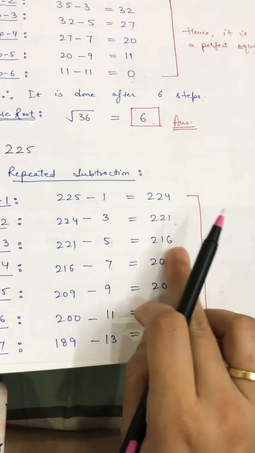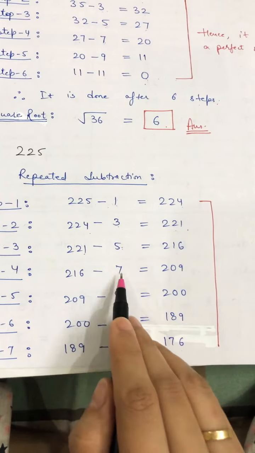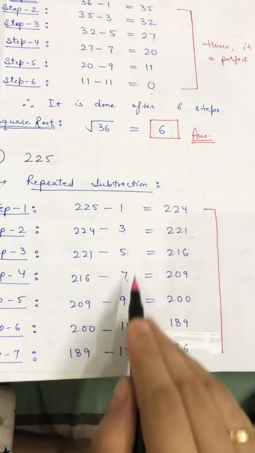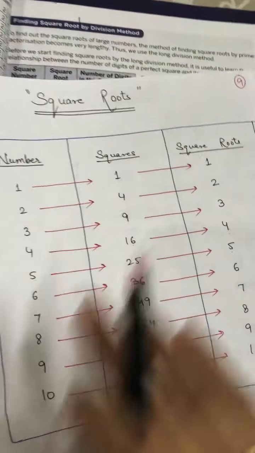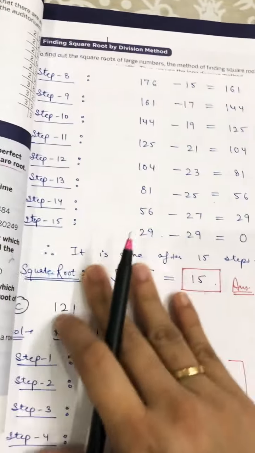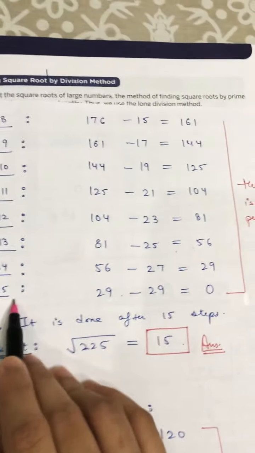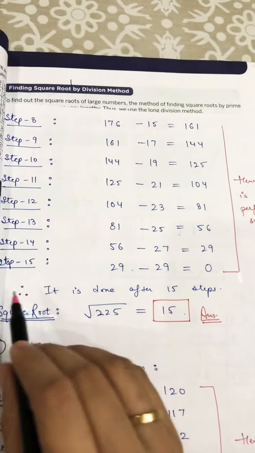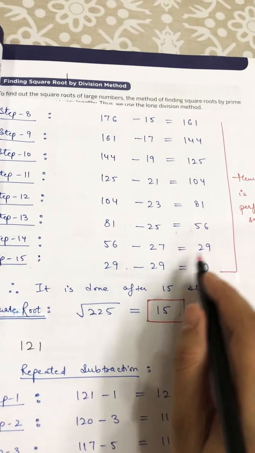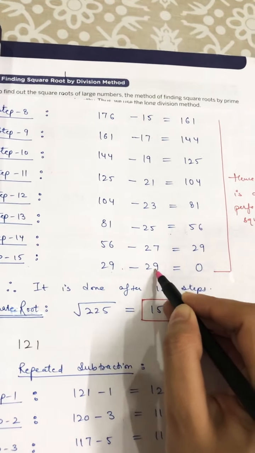Whatever value you are getting here, write down that value in the next step and subtract the next odd number from it. Take out the value, write this value again here, then subtract the next odd number. Do it until your answer is 0. Now see, I have done this up to 15 steps. After 15 steps, the answer you will get is 29. After 27, your next odd number is 29.